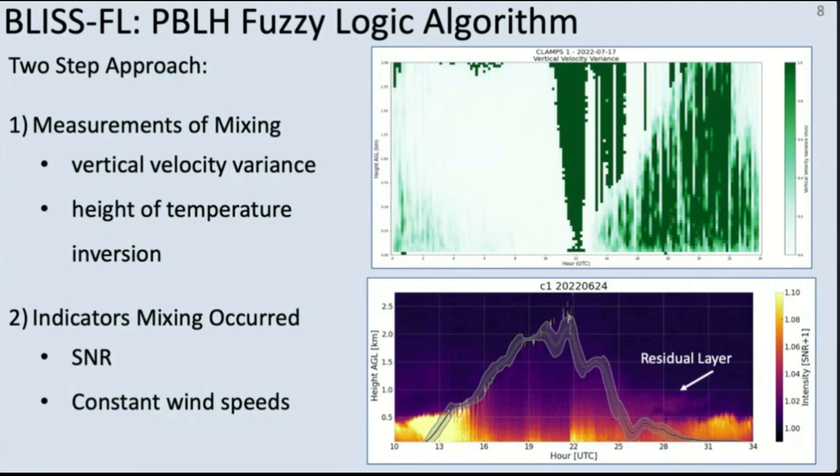The first step involves the use of measurements of mixing, such as vertical velocity variance or the height of temperature inversions, to determine the first generation aggregate.